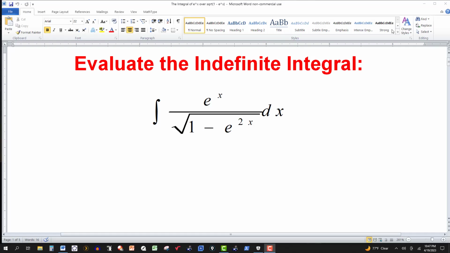In this video we have the integral of e to the x over the square root of 1 minus e to the 2x dx. And this will be another u substitution. You can pause the video and try it.